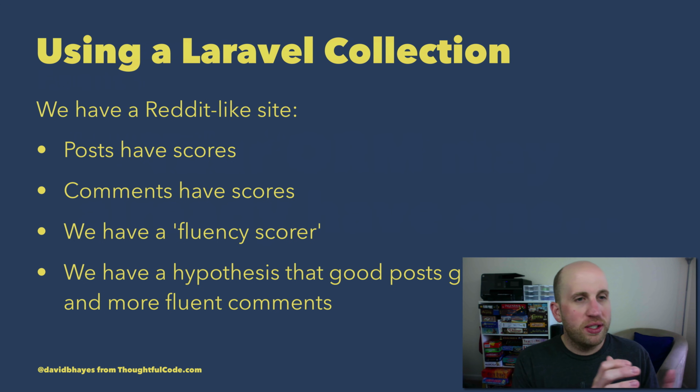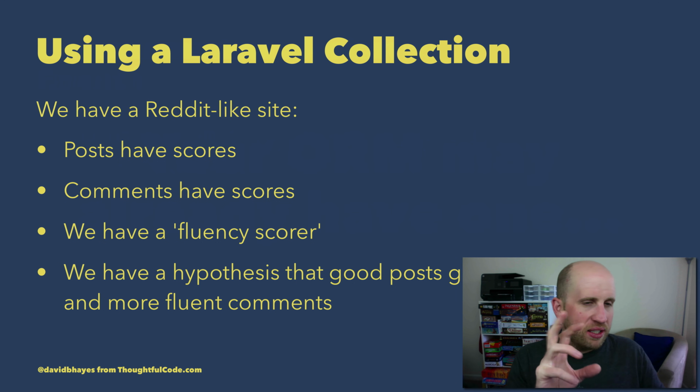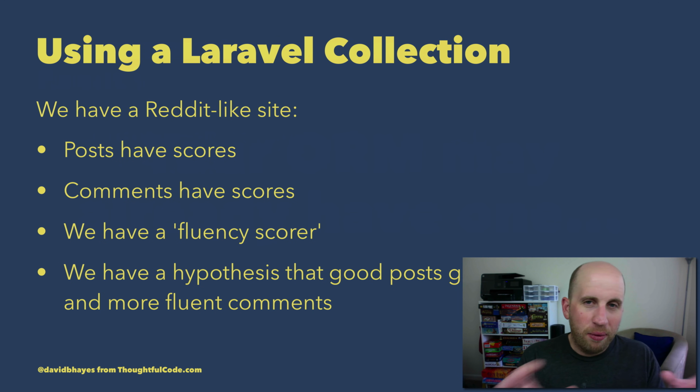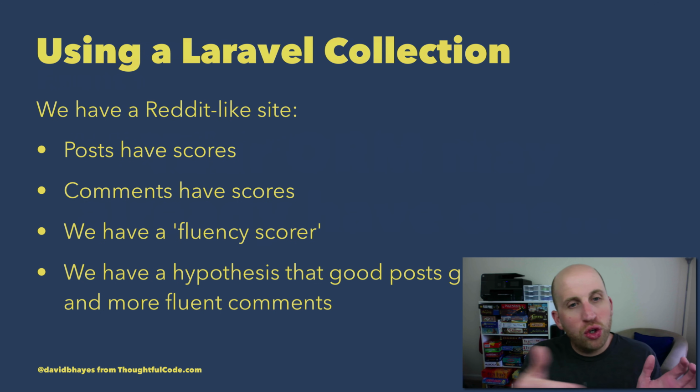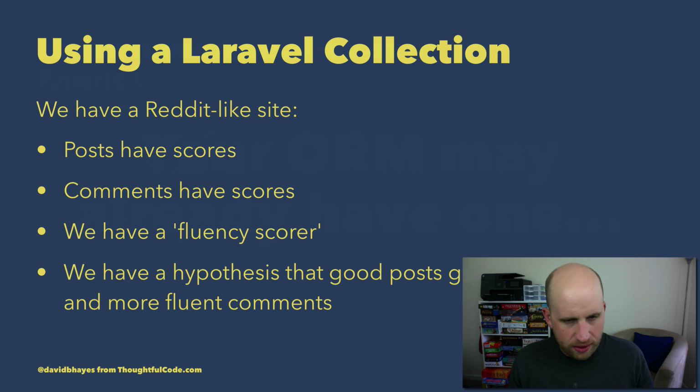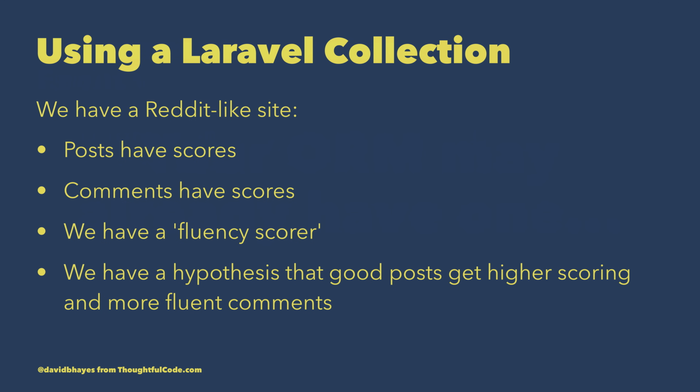And so we're going to assume we've done the query using our ORM from the framework we're using. And basically in this theoretical system we're building, posts have scores, comments have scores. We have some system that can tell how good a comment is, how much it reads like English. I'm not in charge of that. I'm not a data scientist, but our team has one. And then what we're trying to do is test hypotheses about whether good posts are more fluent, or the opposite.